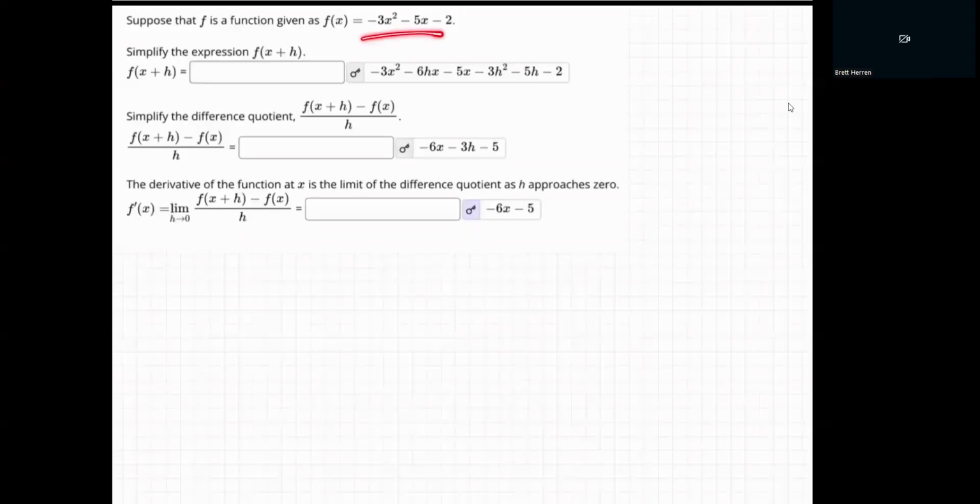Here we have an example where they're giving us a function, it's an x squared function. They're asking us for f of x plus h, then this, which is the difference quotient, and then the derivative, which is the limit as h goes to 0 of the difference quotient. Okay, this one's going to be a lot of work. Let's take it step by step. I'm going to bring this first one down.